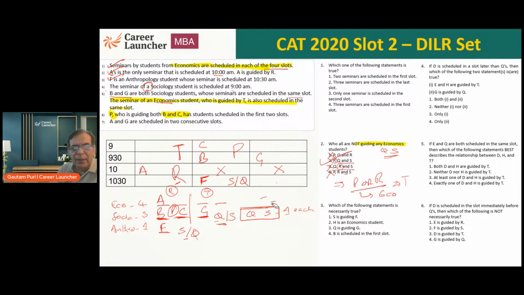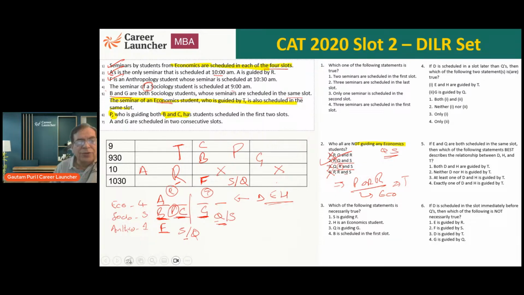I'm just erasing this part because not required here. I need space to work. Now, who are these students left? A, B, C, D, we don't know where. E, we don't know where to place. F, G, H. D, E, H are the 3 students left. Obviously, all 3 of them are from economics. But which out of D, E, H is being guided by R or T, we don't know. But we now know that D, E, H, all 3 of them are from the economics department only. Okay.